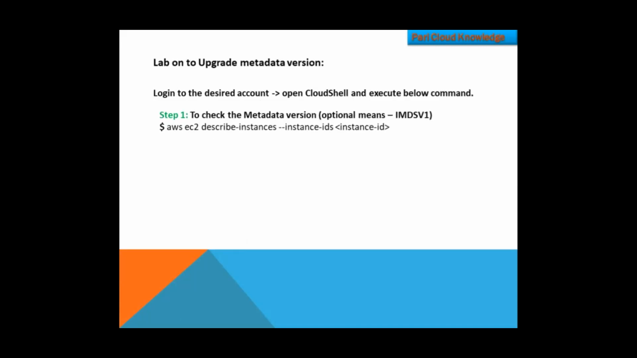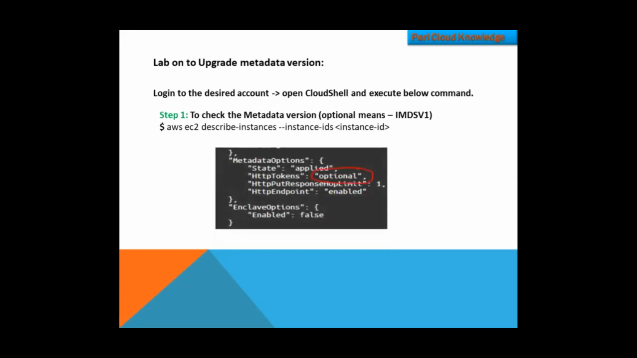If it's showing optional, it means metadata version 1. Just see in the screenshot, in HTTP tokens, you can see optional. If it is optional, it's instance metadata version 1. Now let's move to another slide.